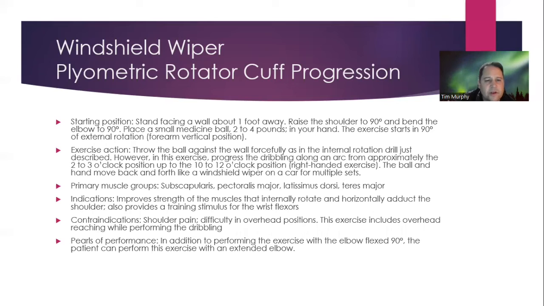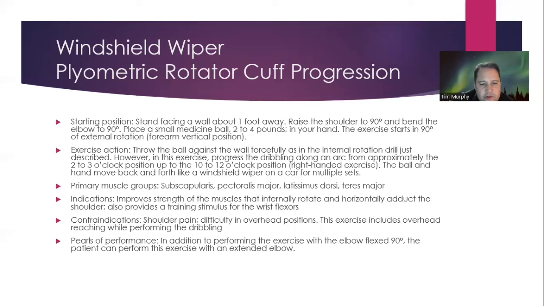The exercise starts in 90 degrees of external rotation, the forearm in a vertical position. The exercise action: throw the ball against the wall forcefully, as in the initial rotation drill just described. However, in this exercise, progress the drill along an arc from approximately the 2 to 3 o'clock position to the 10 to 12 o'clock position. The ball and hand move back and forth like a windshield wiper on a car for multiple sets. The primary muscle groups are the subscapularis, the pectoralis major, the latissimus dorsi, and the teres major.